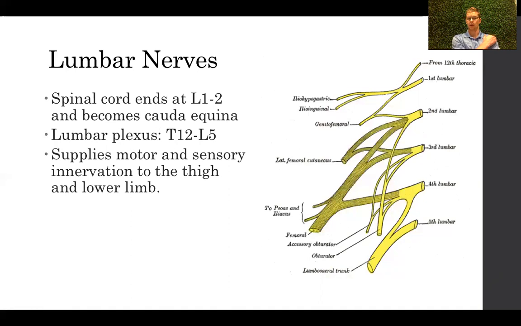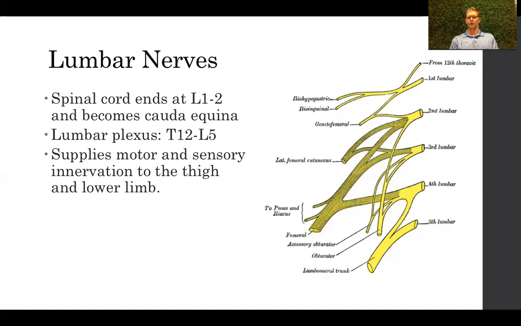As I mentioned earlier, the spinal cord ends at the level of L1-2, and after that, it becomes the cauda equina, also known as the horse's tail. That's important because if someone had a severe laceration of the spinal cord below that level, it would have different effects than if it was the spinal cord above.